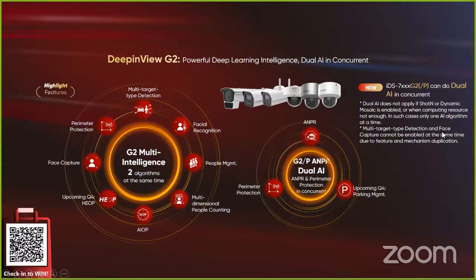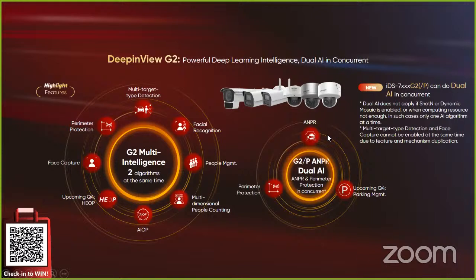For multi-target detection and face, these two actually cannot be enabled at the same time, because the multi-target detection analysis and the face function use the same algorithm mechanism for duplication. So these two cannot be enabled together. Actually, we do not need to pay attention or remember this. If you add the camera on a platform such as Hik-Central, you will find that if you enable one, a pop-up window appears for the other. So these two cannot work together.